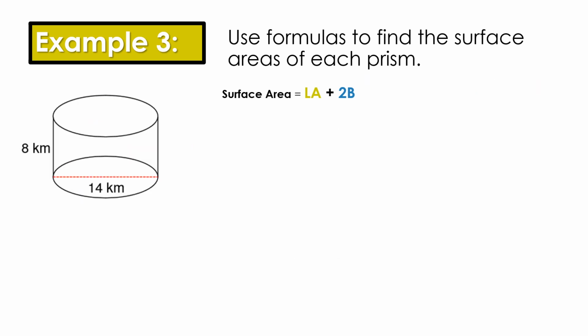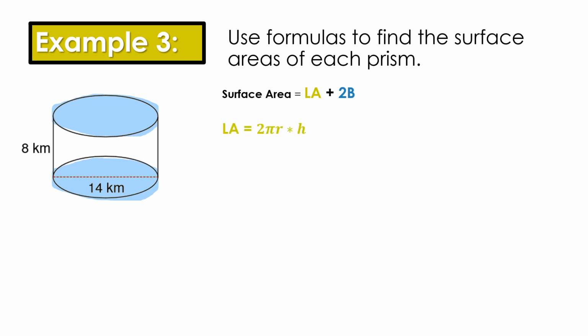All right, finally, example 3, we're going to use formulas to find the surface area of this prism again, and this is a cylinder. So the surface area obviously is going to be the lateral area plus 2 bases. First step, highlight your bases. So I clearly have two circular bases here. Notice that 14 is the diameter, so my radius here is going to be 7.